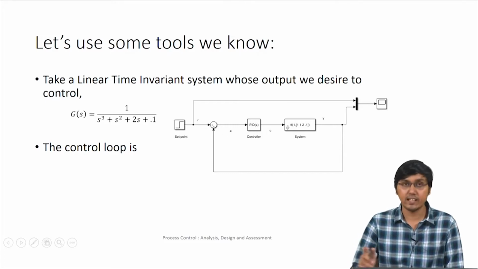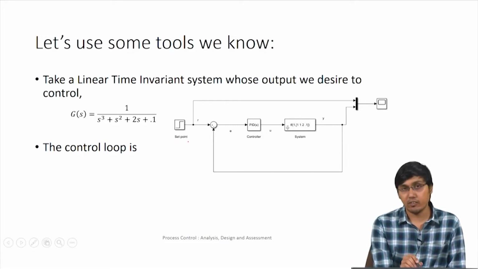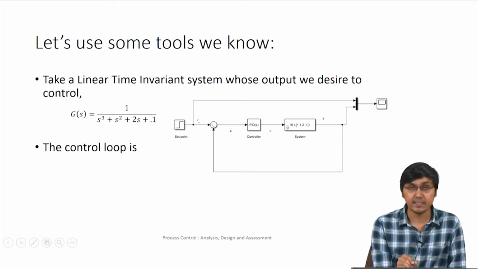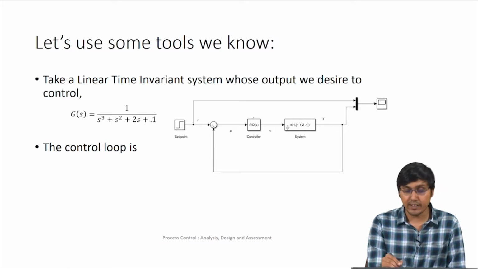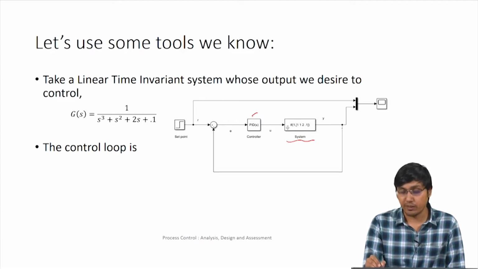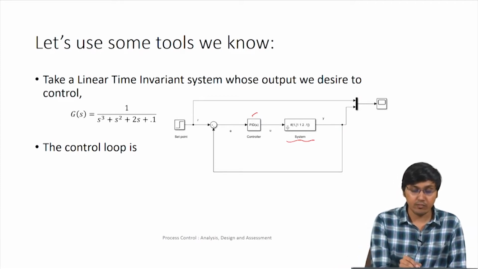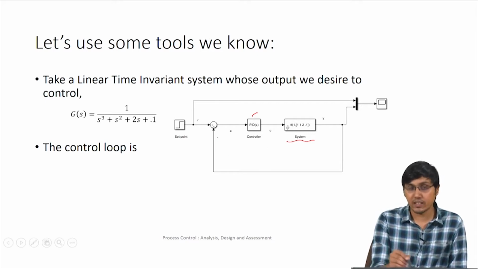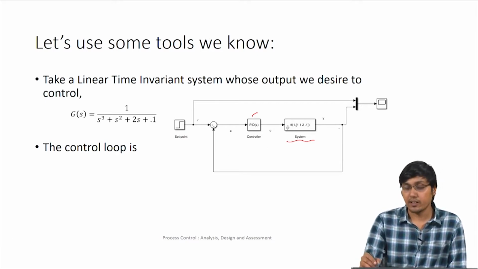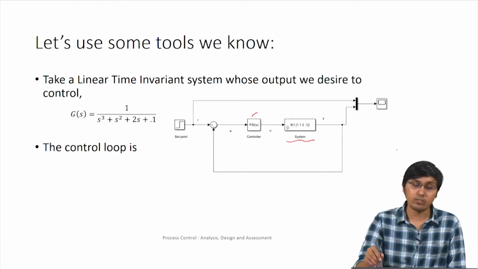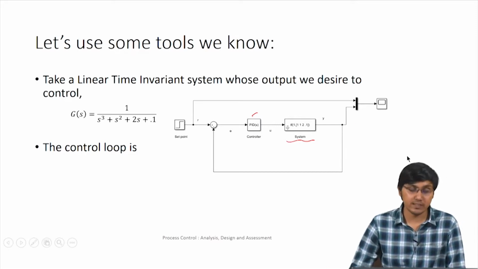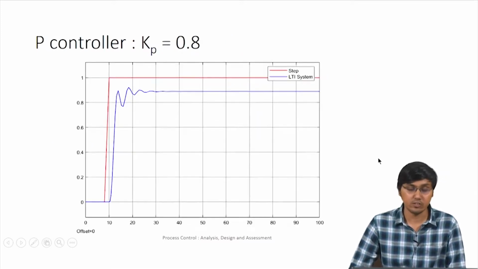This is the control loop. Basically we have a set point here, and we are trying to change the set point by a step change. This is the controller, and this is the system, which is nothing but 1 by s cube plus s square plus 2s plus 0.1, and we are going to see the value of the controlled variable in the scope. What we are going to do is a servo response by changing the set point, and see how the controlled variable is changing, whether it is following the set point change or how it is behaving.